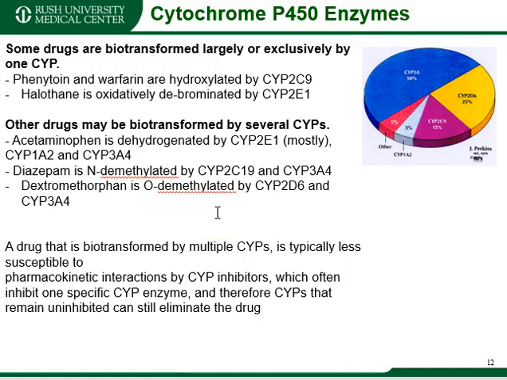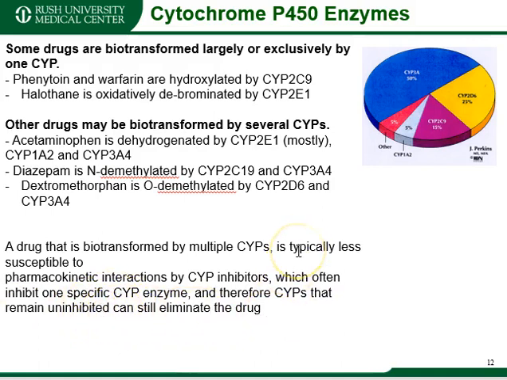All right. So what does this mean clinically? Take a step back. A drug that's biotransformed by multiple CYP enzymes is usually less susceptible to pharmacokinetic interactions by CYP inhibitors, which often render one specific CYP enzyme inactive in terms of its activity. Therefore, CYPs that remain uninhibited can still eliminate the drug.